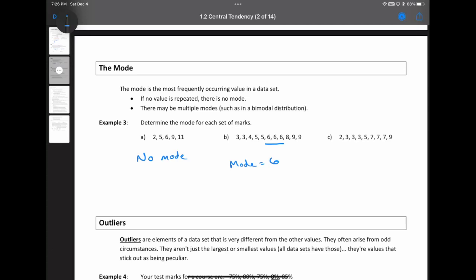On the last one, we have a 2, 3 3s, a 5, 3 7s, and a 9. So we'll say that the mode is 3 and 7. I'm just going to put 3, 7. So it's bimodal. It has 2 modes. Very seldom would we have more than 2 modes in a graph. There are possible reasons why it could happen, but in real life, very seldom is there more than 2 modes.